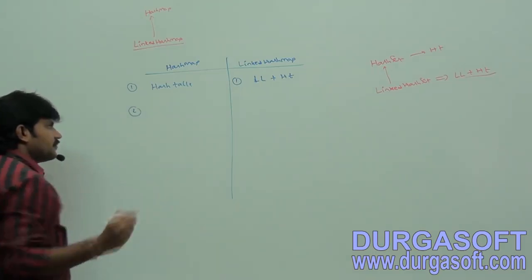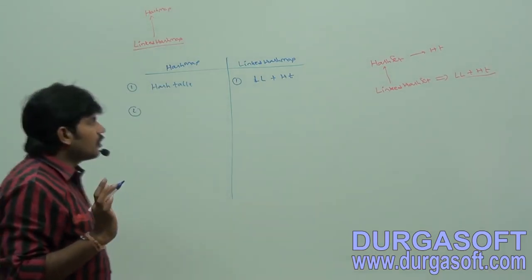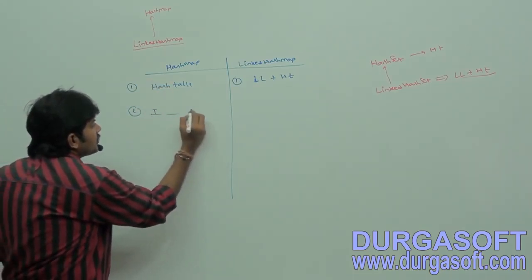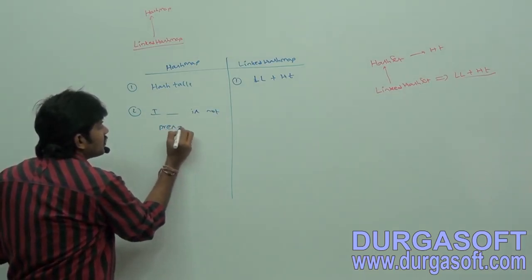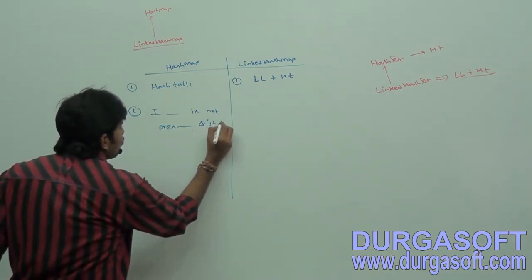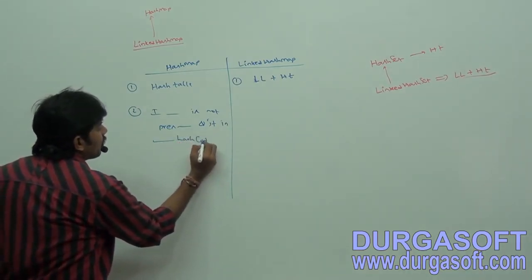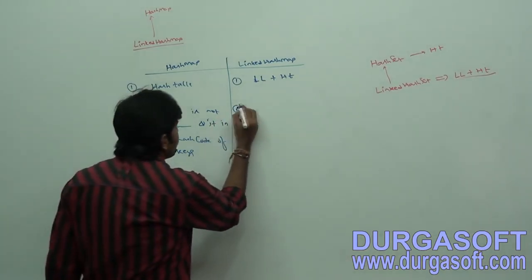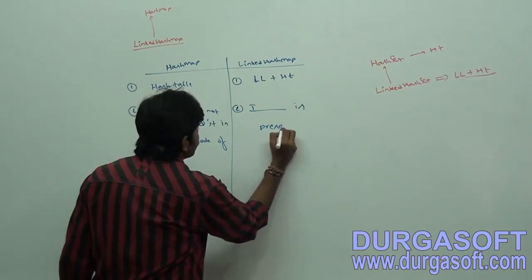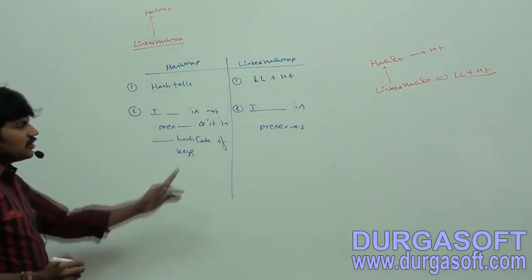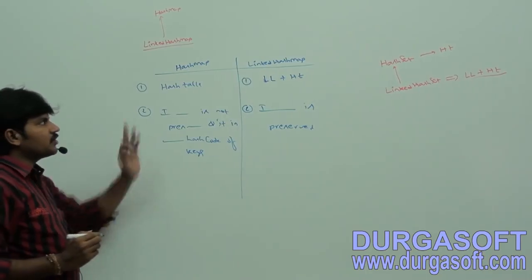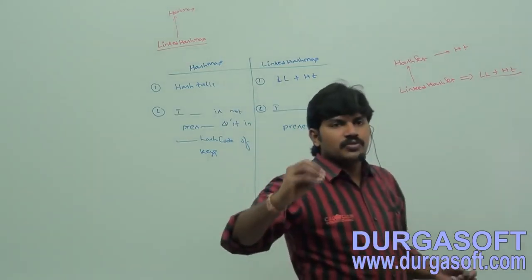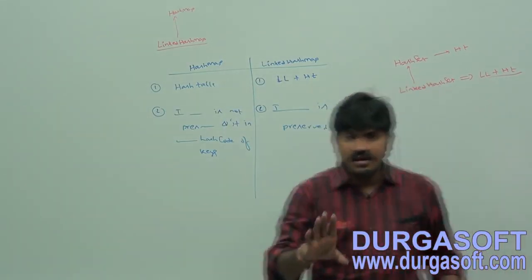Now the second point. Make sure you people are aware. In hash map, insertion order is not preserved, and it is based on the hash code of keys. But in linked hash map, insertion order is preserved. That's all. This is the major difference, the main difference between hash map and linked hash map.